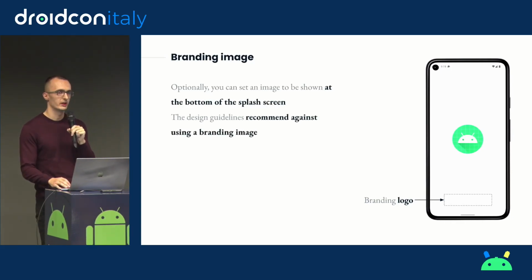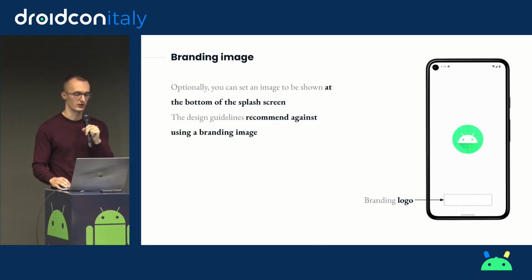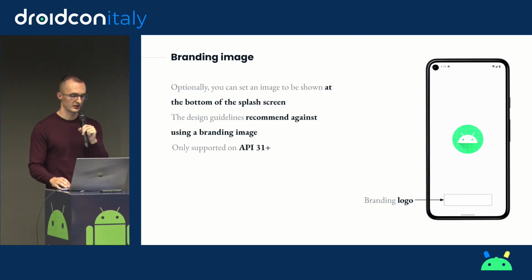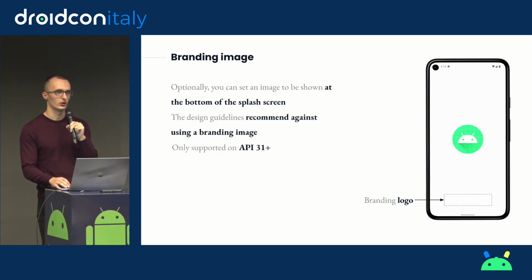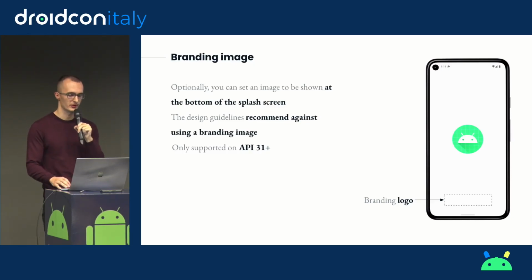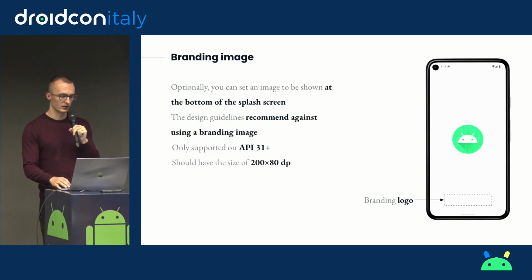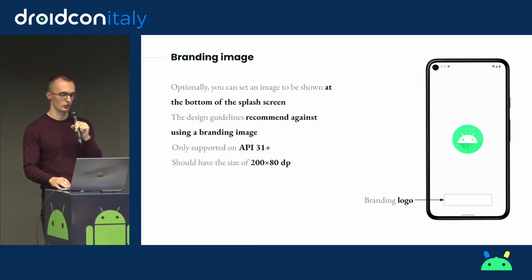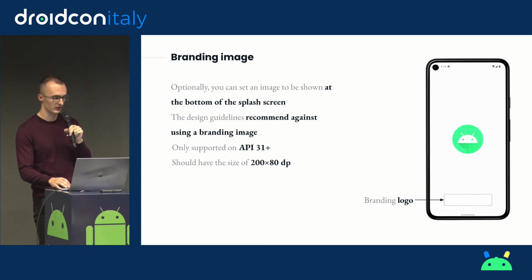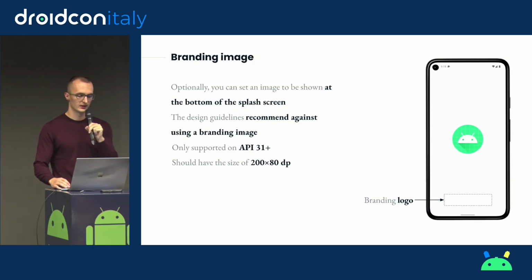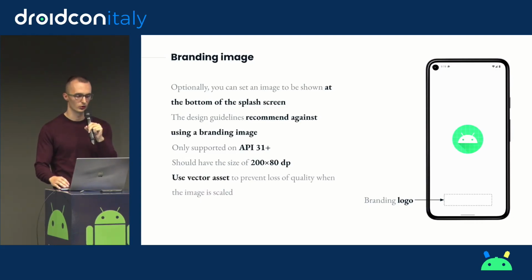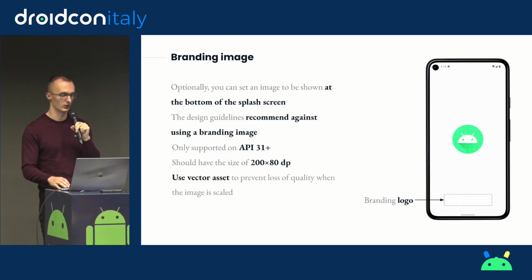Now, the design guidelines recommend against using a branding image. However, the SplashScreen API allows you to add it. The thing with the branding image is that it's only supported on API 31, so you cannot have a branding image on the older API versions. And the size of the branding image is 200 by 80 dp. Again, same as with the splash icon, this is the size that the system uses, and you do not have control over this size. No matter which icon size you provide, the system is going to scale the icon to these values. So again, for this reason, the recommendation is to use a vector asset to prevent loss of quality when the image is scaled.